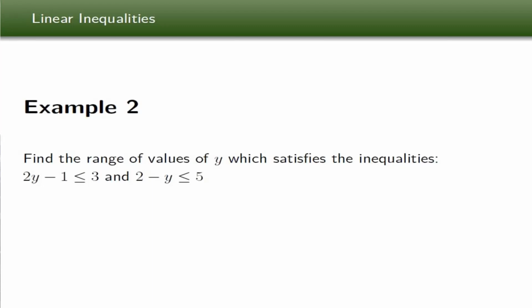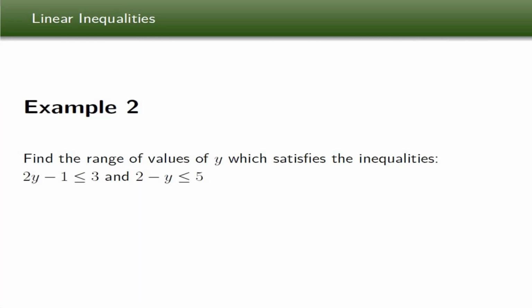In our next example, we are now having two inequalities. We are trying to solve two inequalities at the same time. Now, the same procedure applies while solving this kind of inequalities, because the only difference here is we'll be solving the two inequalities simultaneously. So we have that 2y minus 1 less than or equal to 3 and 2 minus y less than or equal to 5.